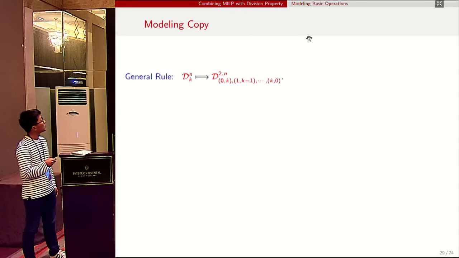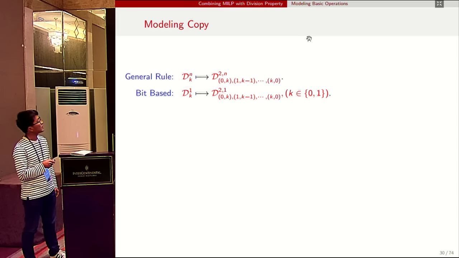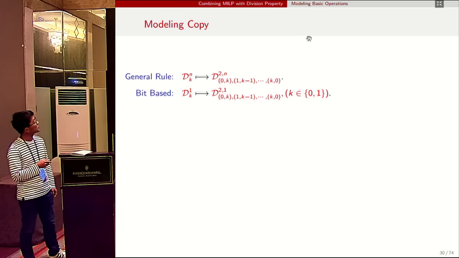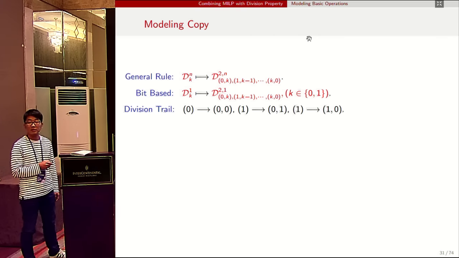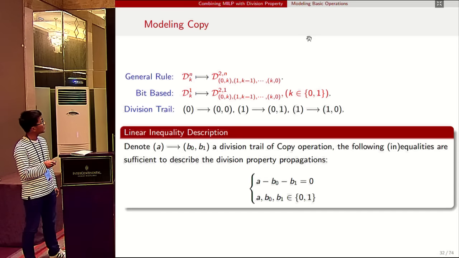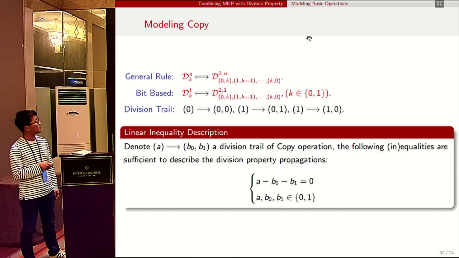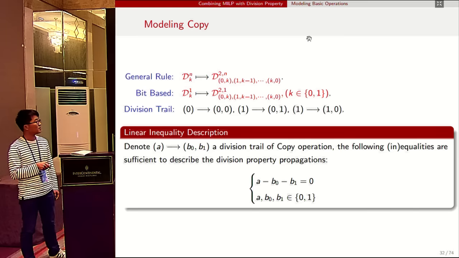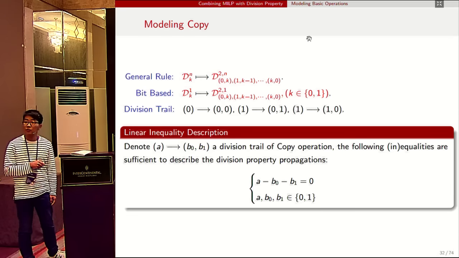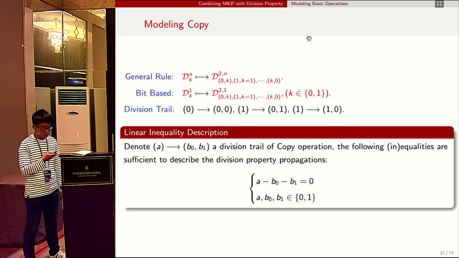This is the general propagation rule for division property, and for the bit-based situation, n equals 1. Based on this propagation rule, we can find 3 division trios for the copy operation. If A to B0, B1 is a division trio of the copy operation, this equality is sufficient to describe these propagations, because all the feasible solutions of this equality are all the 3 division trios of the copy operation.